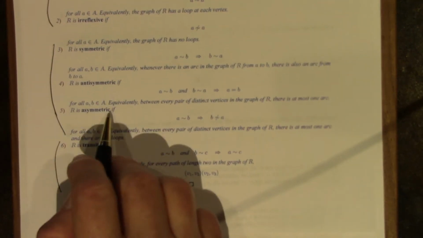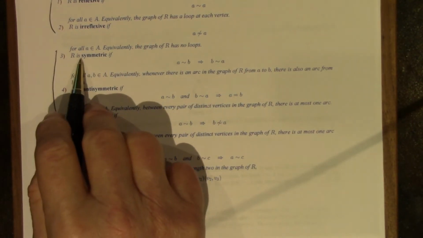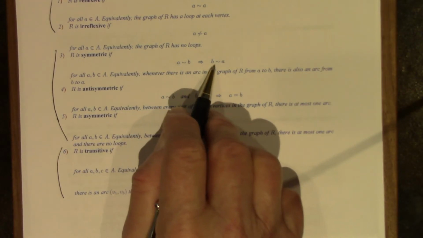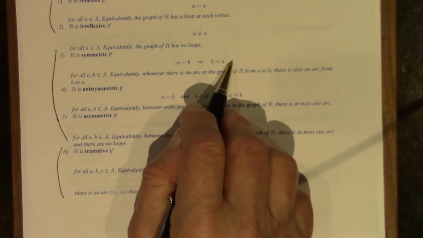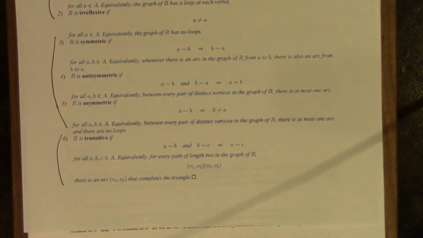There are three properties that are symmetry-like, or anti-symmetry-like. So first is symmetric, and that is, by definition, A related to B implies B related to A. Equivalently, in terms of the graph, if there's an arc from A to B, there's also an arc in the opposite direction from B to A.